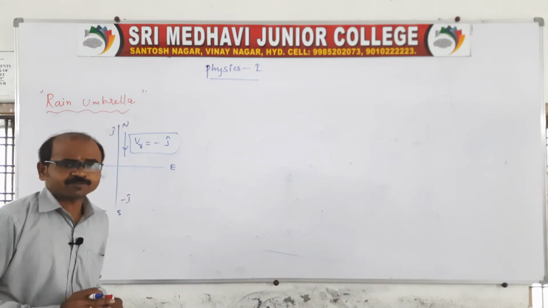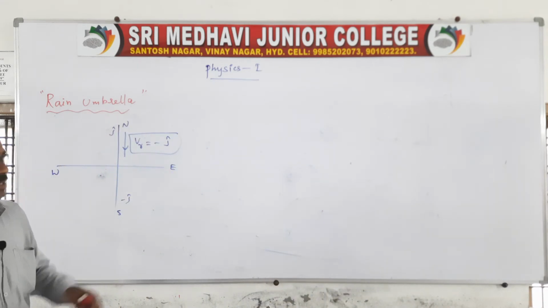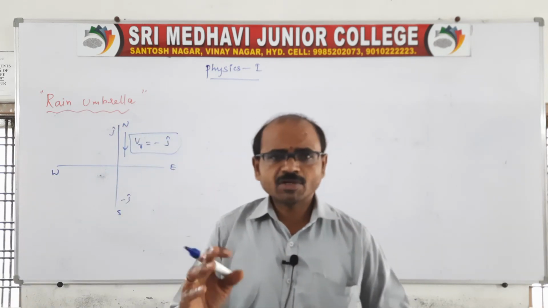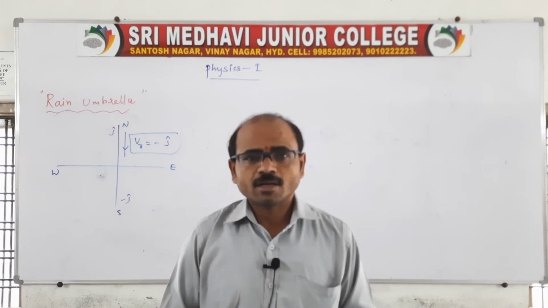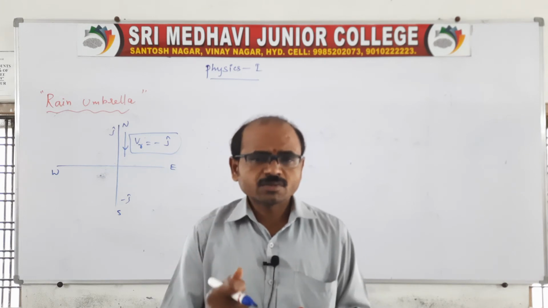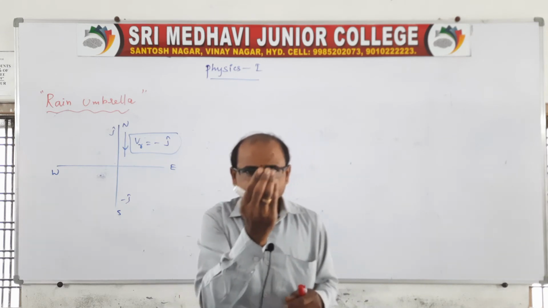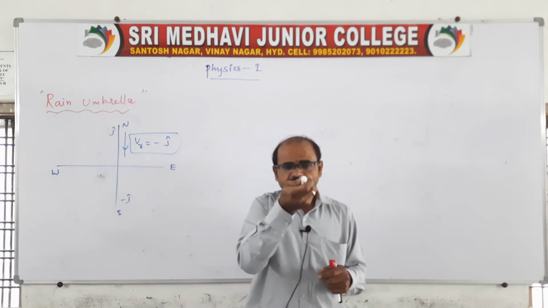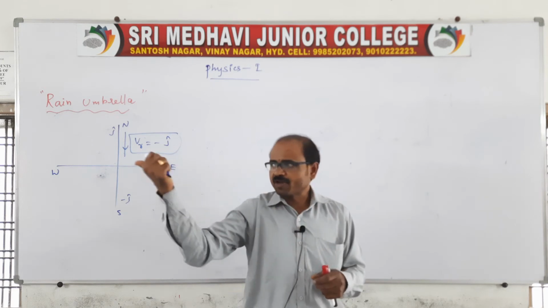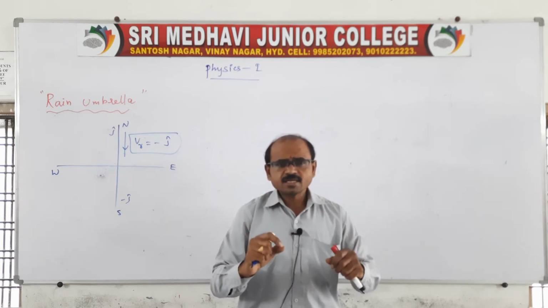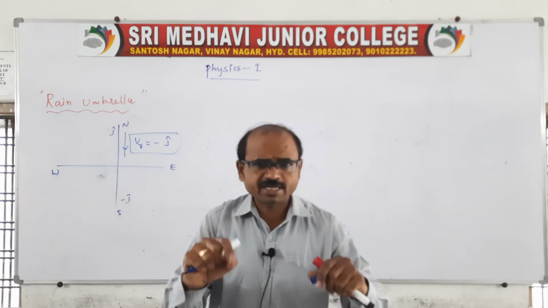So when rain is falling, the person or the man should protect himself from the rain by using an umbrella. No doubt everyone knows about this. When rain falls down, we should keep the umbrella vertically up. Suppose rain falls slantwise, then we should keep the umbrella like this. See, this is what everyone knows, usually our experience.